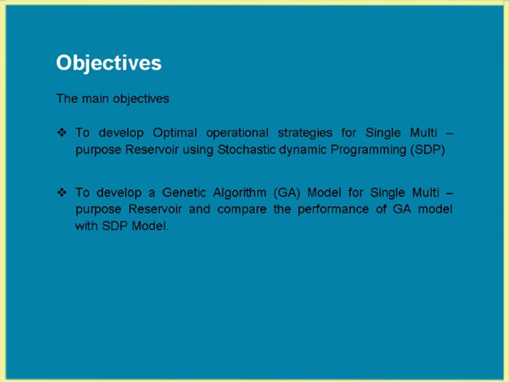So it is four different works. We'll see that. The first objective was to develop optimal operation strategies for a single multipurpose reservoir using stochastic dynamic programming, and then to develop a genetic algorithm model for the single multipurpose reservoir and compare the performance with the SDP. Until this, we have never seen any literature stating that GA can take the stochasticity also.